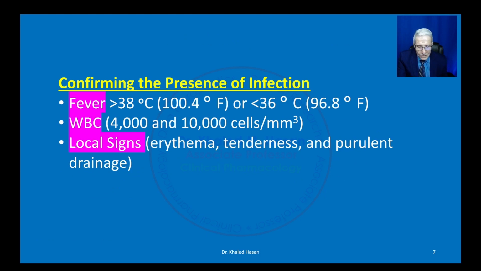So confirming the presence of infections, here we need to look at that. Does the patient suffer from fever, high temperature, or hyperthermia? Hyperthermia or hypothermia is very important for us. What about the blood test? We look at the white blood cells. Are the white blood cells normal, between 4,000 and 10,000? Or does the patient have a high level of white blood cells that indicates infections, which could be bacterial, viral, or fungal? We look at the local signs on the skin, erythema, tenderness, or any abscess.